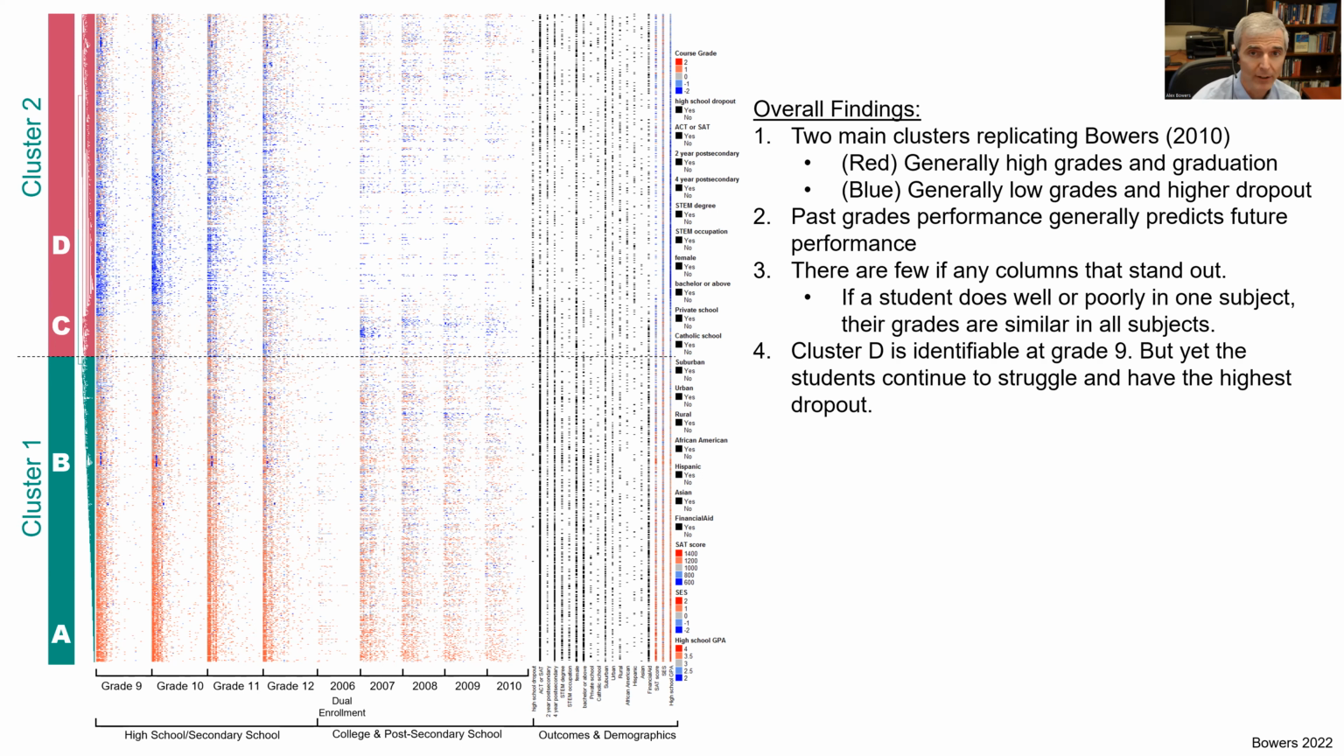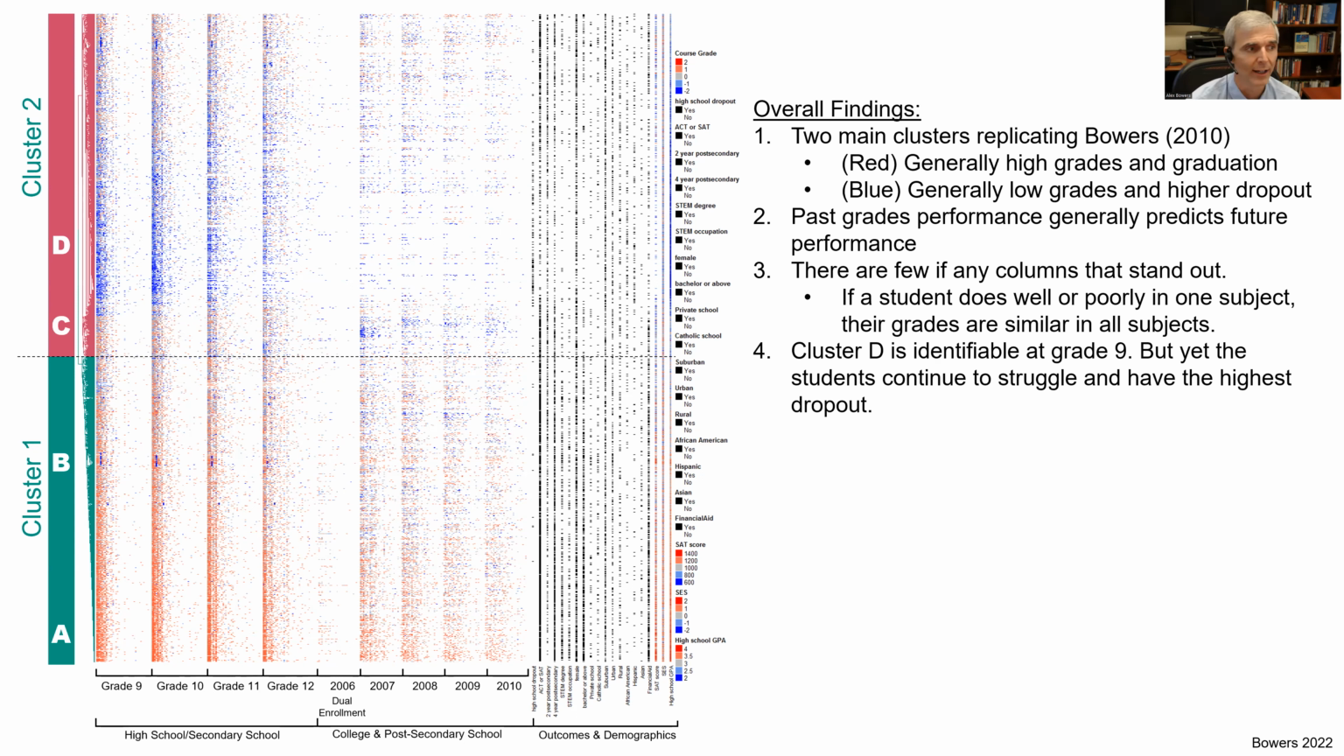Our first main finding is that we replicated the 2010 paper in that there's generally two main clusters, a high grade cluster and a low grading cluster. Number two, as far as overall findings, you can see that past grades performance generally predicts future performance. If you look left or right, in the bottom cluster, the students in high school usually get high grades, and if you get high grades, you usually get high grades in all subjects throughout. And in the upper cluster, cluster 2, there is subcluster C that I'm going to talk about in a minute.